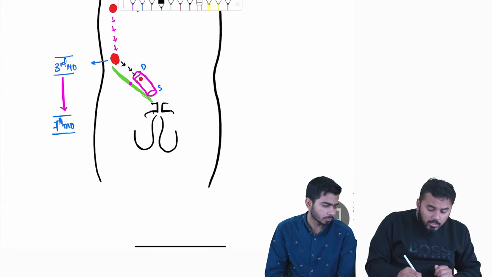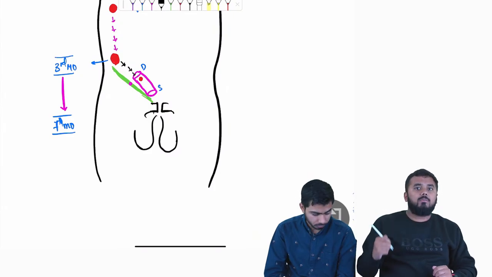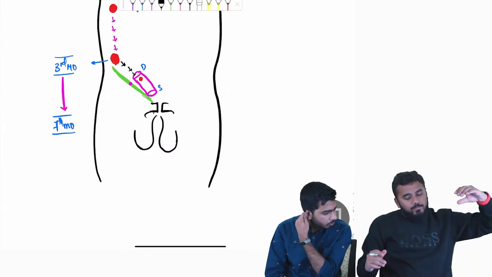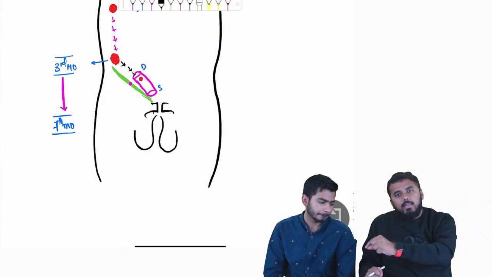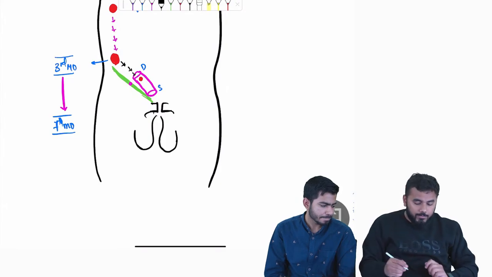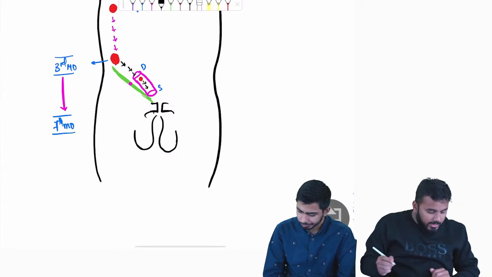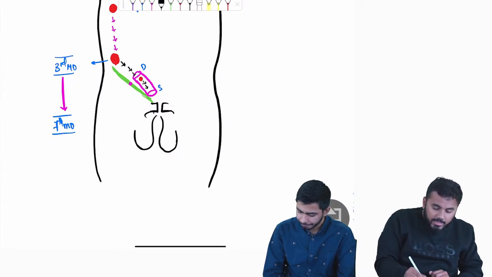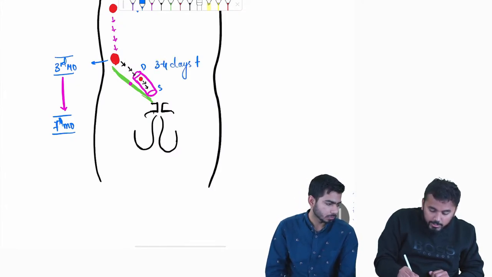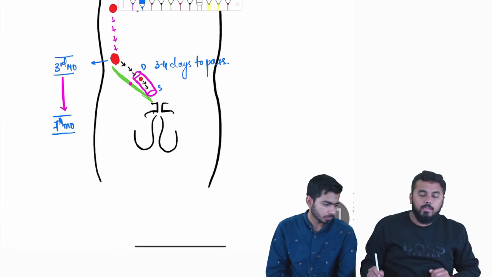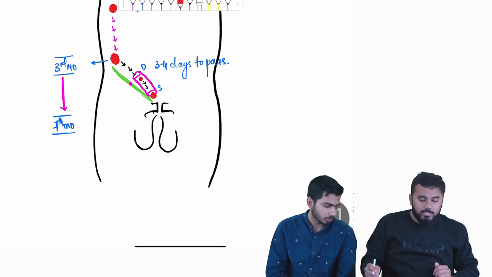So, how many days will it take for this testis to pass through this inguinal canal? The inguinal canal is this big. The seventh month it entered here. How many days will it take to pass down all the way till the superficial inguinal ring? It would roughly take around 3 to 4 days to pass. Okay, fine. So finally, your testis is somewhere here.